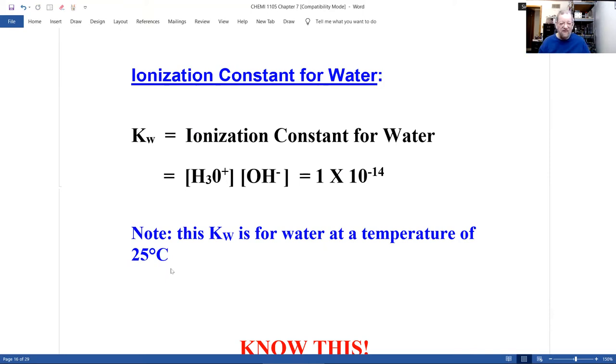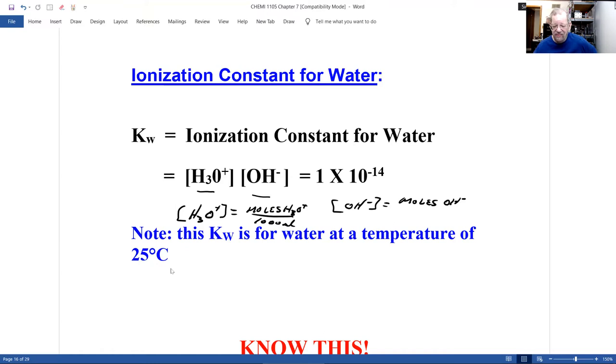And the ionization constant for water is the hydronium ion concentration times the hydroxide. When you put a chemical or a number in brackets in chemistry, in an equation, that means concentration, and it really means molarity, moles of H3O plus per 1,000 milliliters. And the same thing here.